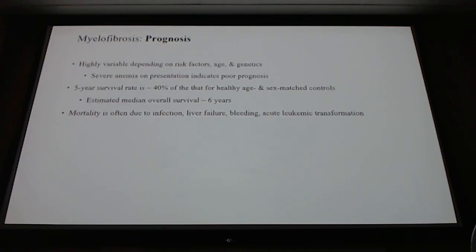So don't get wrapped around those 5-year and 10-year survival rates as being the end-all be-all. But you can also see them adjusted for healthy age and sex matched controls, which may be a little bit more accurate. But again, those don't account for all comorbidities and everything else going on with the patient. But mortality is often due to infection, liver failure, bleeding, or transformation to that acute leukemia.